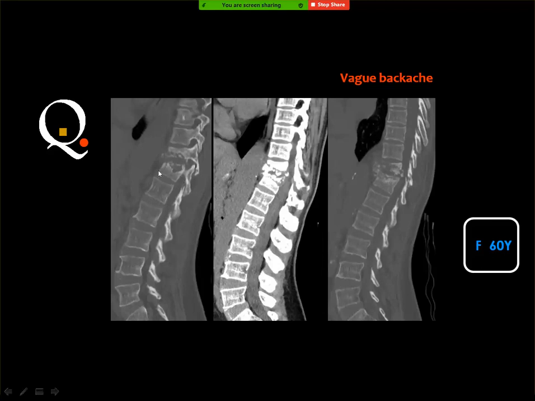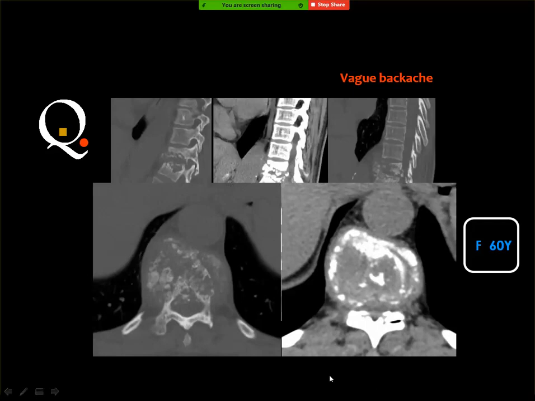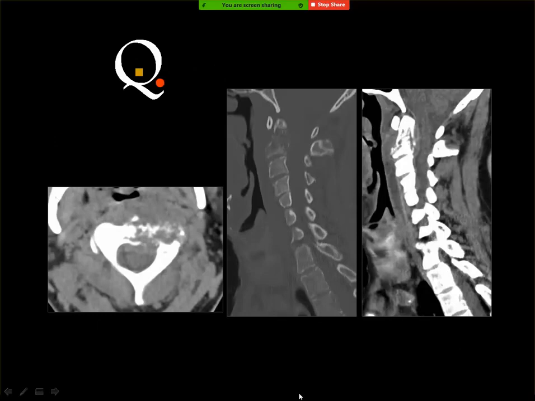And then you got calcification, and you got soft tissue component in the epidural space, and you can see this in the axial images, you got paraspinal soft tissue component with calcification around the spine and calcification inside the spinal canal, and this is Pott's disease. Then what do you think of this?